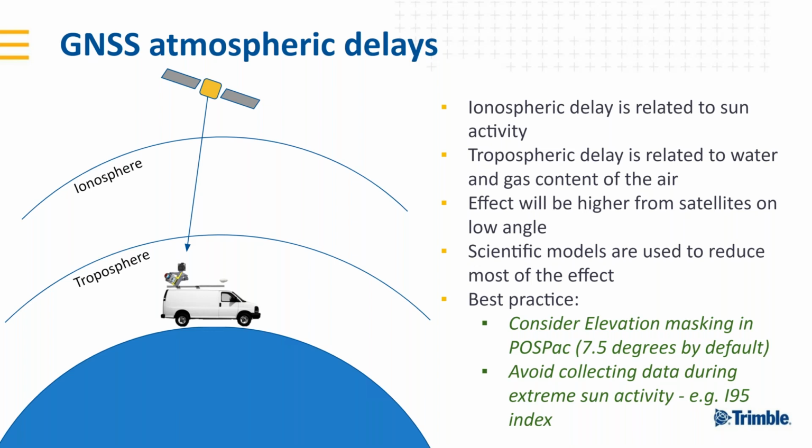Some best practices, again: we can use the elevation masking if we know the satellites at a low angle might have too big a delay to deal with. This is something you can consider. Another thing about the ionosphere is that sometimes when the sun is really active, it might also affect the GNSS signals. To monitor this, we have something, for example, called the I95 index. If you put this into Google, you will find some information. So feel free to learn more about that through Google.